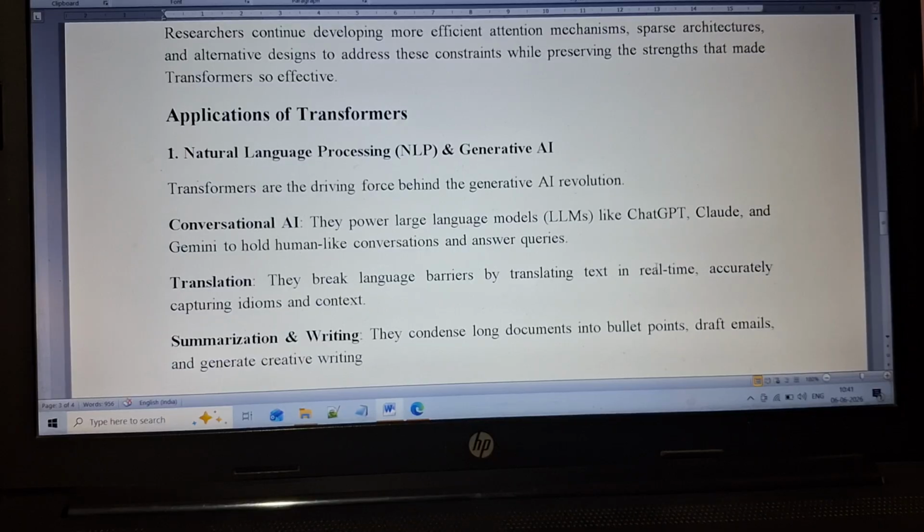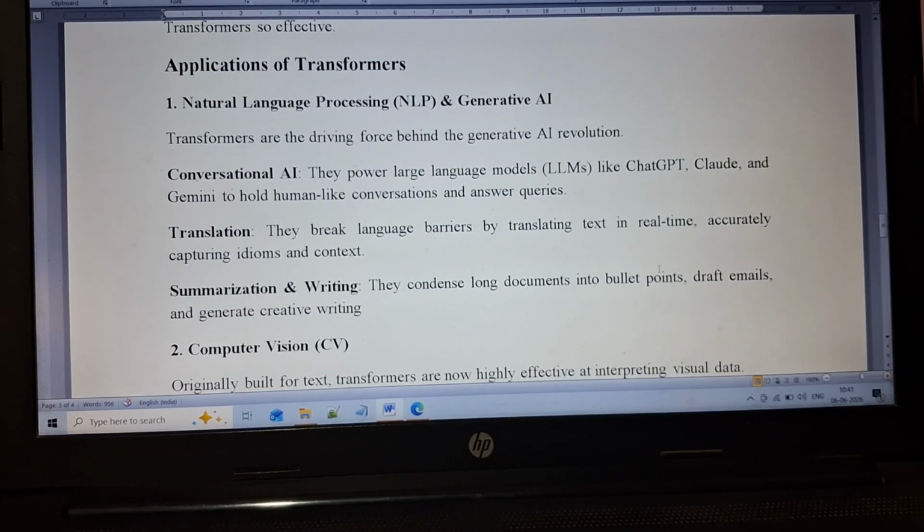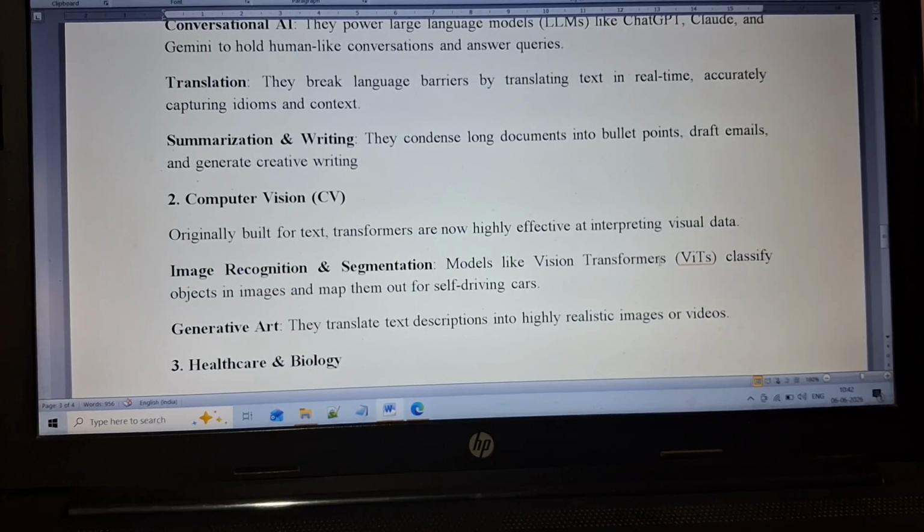Applications of transformers. What are the applications of transformers? First, natural language processing or generative AI. Transformers are the driving force behind the generative AI evolution. Conversational AI: they power large language models like ChatGPT, Claude, and Gemini to hold human-like conversations and answer quick queries. Translation: they break language barriers by translating text in real time, accurately capturing idioms and context. Summarization and writing: they condense long documents into bullet points, draft emails, and generate creative writing.